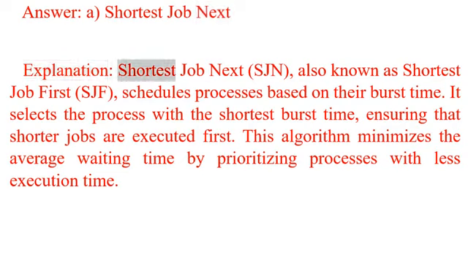Explanation. Shortest job next, SJN, also known as shortest job first, SJF, schedules processes based on their burst time. It selects the process with the shortest burst time, ensuring that shorter jobs are executed first. This algorithm minimizes the average waiting time by prioritizing processes with less execution time.